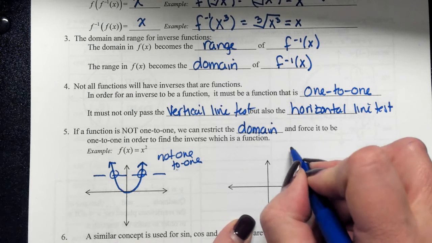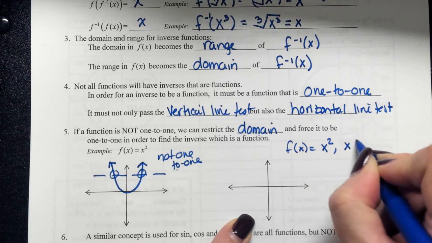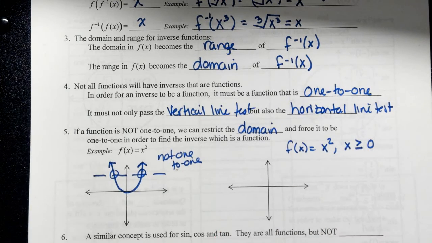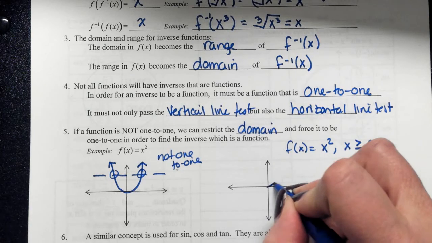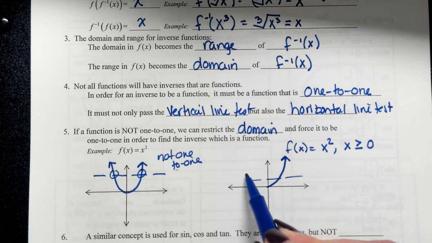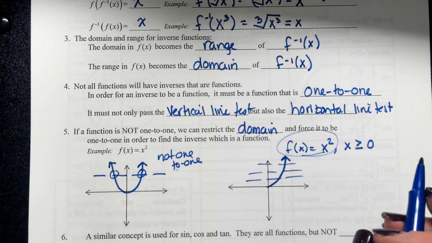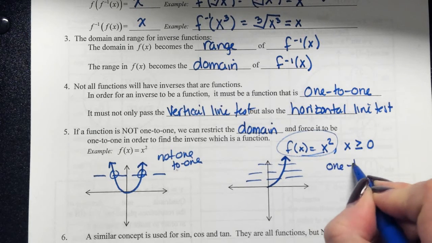However, what we can do is restrict the domain for x squared. Let me just make the graph of x squared for my x values greater than or equal to 0. So I'd be looking just at the right-hand side of the parabola. Now, would you agree with me that it would pass my horizontal line test? Still the same function, it just has a restricted domain. So now this is 1 to 1.